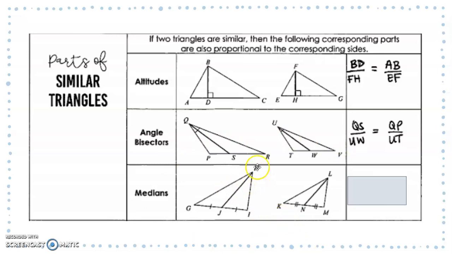And then the last type of part that we are going to look at is a median. So a median is HJ and LN, and I know it's a median because it's splitting my bottom part in two equal halves. So JG and JI are congruent to each other, and KN and NM are congruent to each other. So that's how I know it's a median. Again, setting up our proportion, we're going to use the median for each triangle for one part of our proportion, and on the other side, we're going to use a side. So in this case, we're using GH and KL, but we could have also used HI and LM. So that's what we're going to use to solve these next few examples.